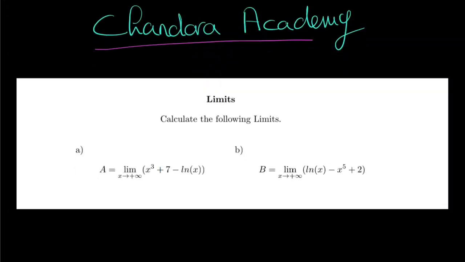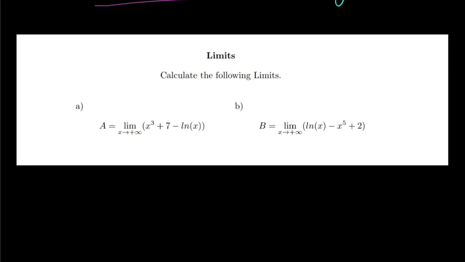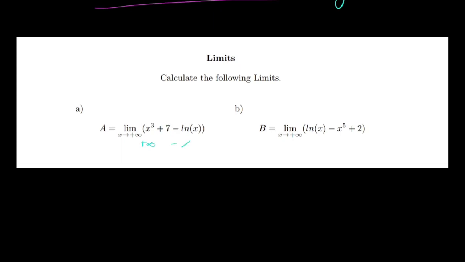In today's video we are going to calculate the following limits. Here we will have limits at plus infinity of a mix of sums and subtractions of functions that will always go to infinity. This will go to plus infinity, the 7 we don't really care, and minus infinity. Here we will have plus infinity minus infinity, and if we add and subtract infinities, that is an undefined form. We cannot conclude just by doing that.